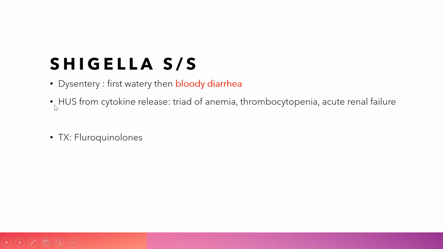And it also causes HUS, known as hemolytic uremic syndrome. That occurs from cytokines being released from Shigella or Shigella toxin. And this causes a triad of anemia, thrombocytopenia, and acute renal failure. Thrombocytopenia means their platelet counts will decline. Anemia means your red blood cell count has decreased. So platelets are low, red blood cells are low, and the patient starts going into renal failure. And we want to treat Shigella with fluoroquinolones. Remember, fluoroquinolones end in -floxacin, and they inhibit topoisomerase 2 and 4.